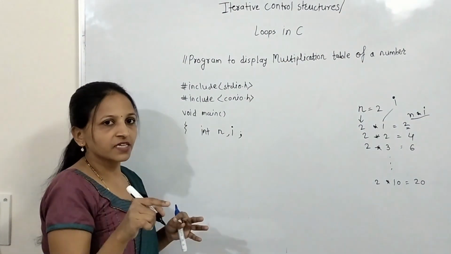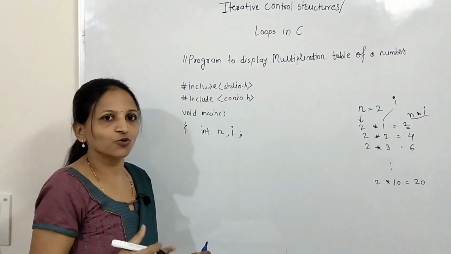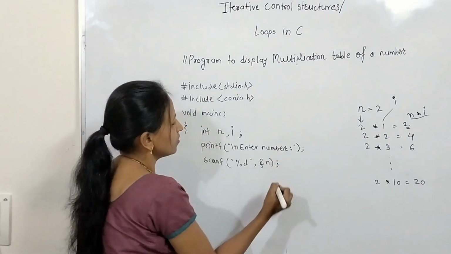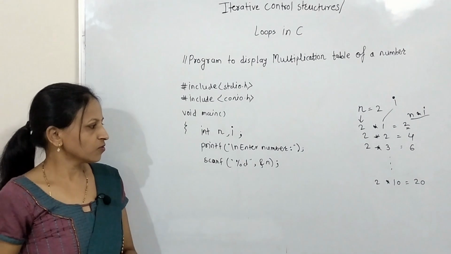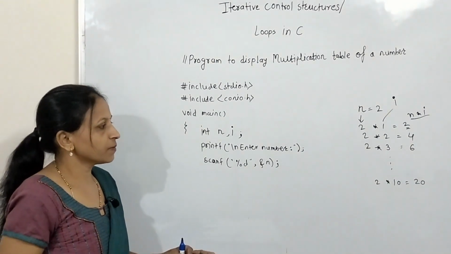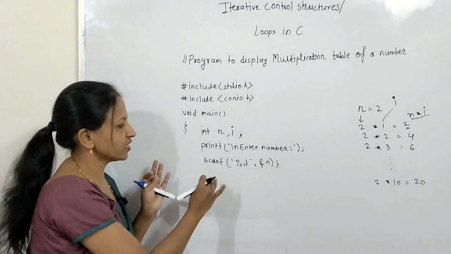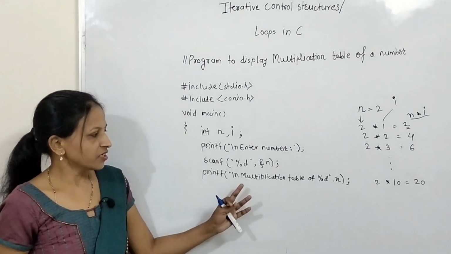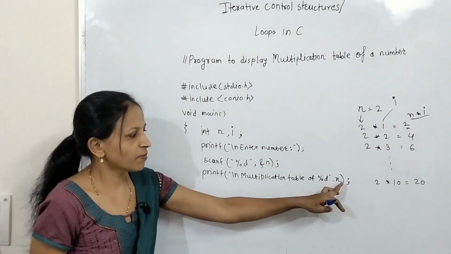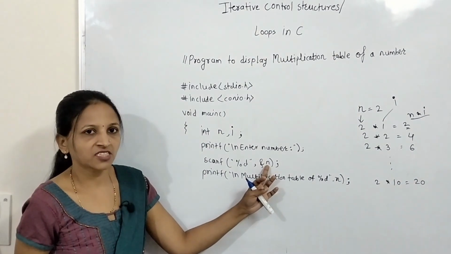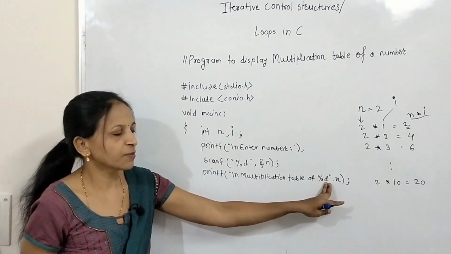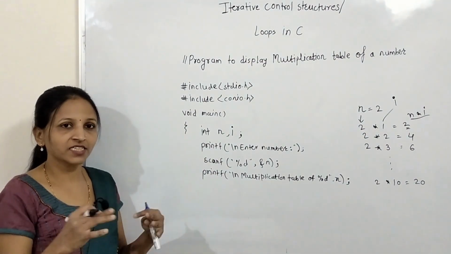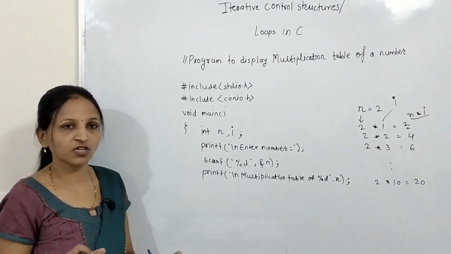Here first we have to accept the number from the user whose multiplication table we want to display. We will write printf enter the number. Here we have accepted that number from the user. Now we will write multiplication table of n, displaying a message above the table using printf again: multiplication table of %d comma n, meaning whatever value of n the user has entered. It will display multiplication table of 2 in that way. This is not compulsory, but it is always better to place a title for whatever is displayed on the output screen.